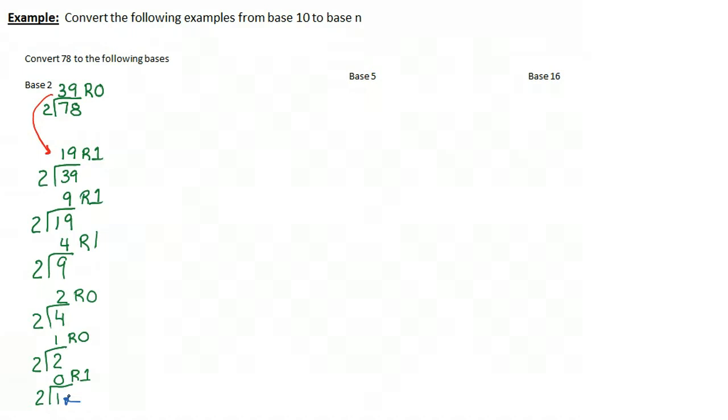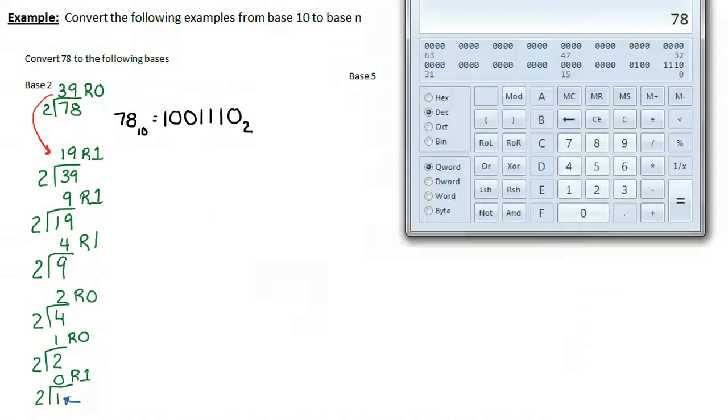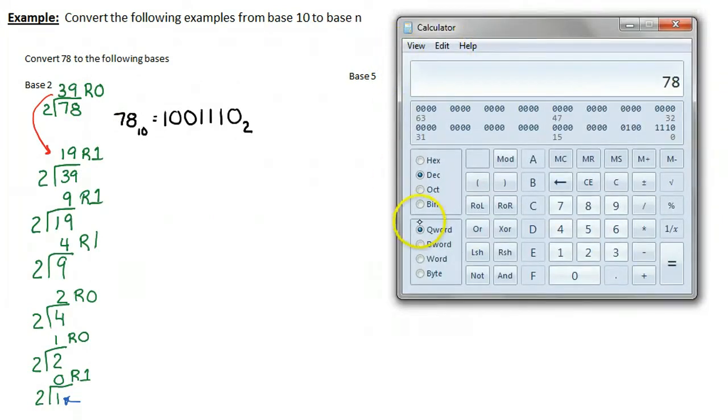So now I can actually string these remainders together to get the base 2 representation of 78. However you want to do it, you can start writing from left to right. So this will be the leftmost. So 78 in base 10 is 1 0 0 1 1 1 0 in base 2. And again, if you want to check that, you can pop up your calculator, go into the programmer mode, type in 78 in decimal, and then get the binary representation.